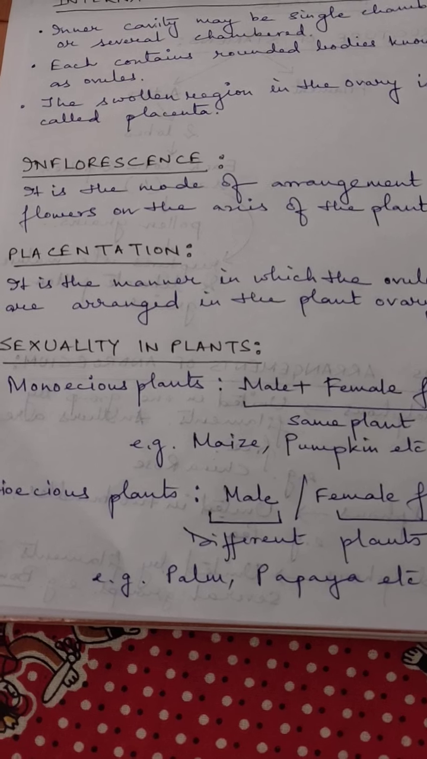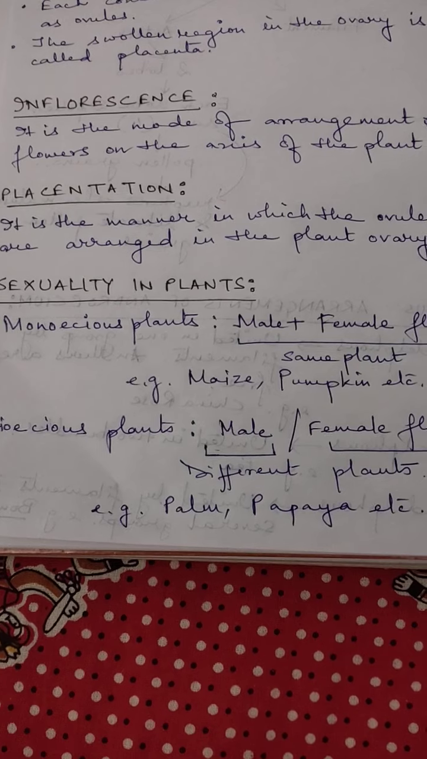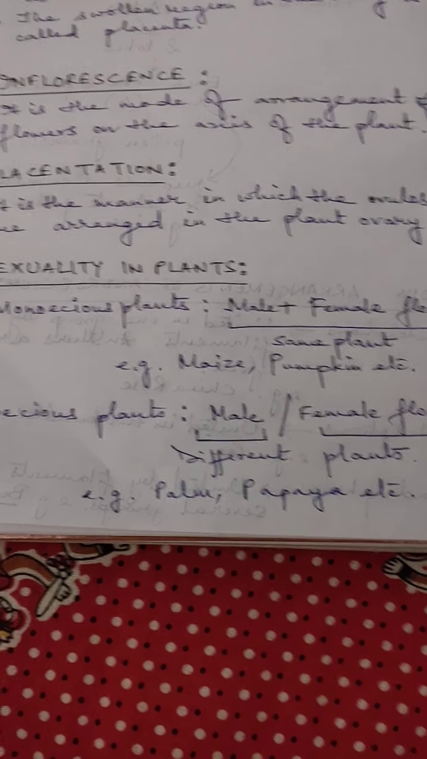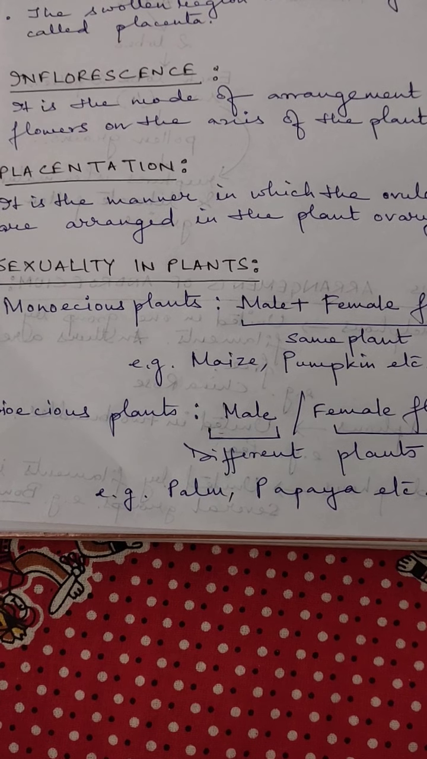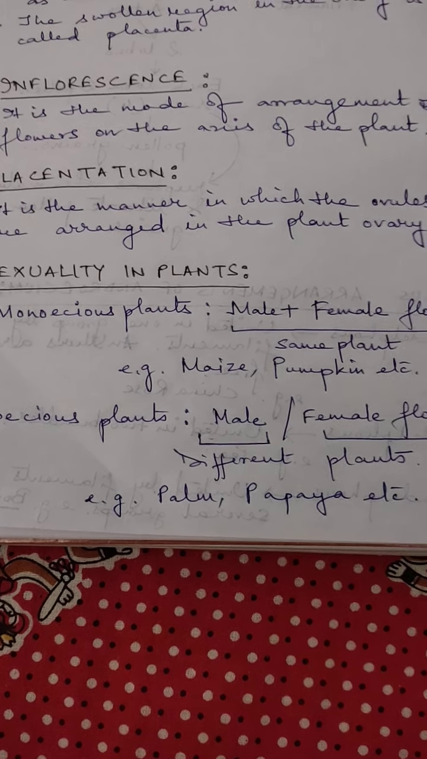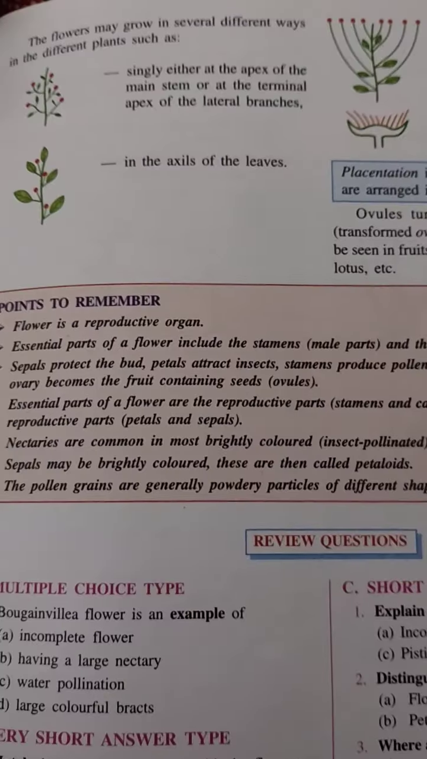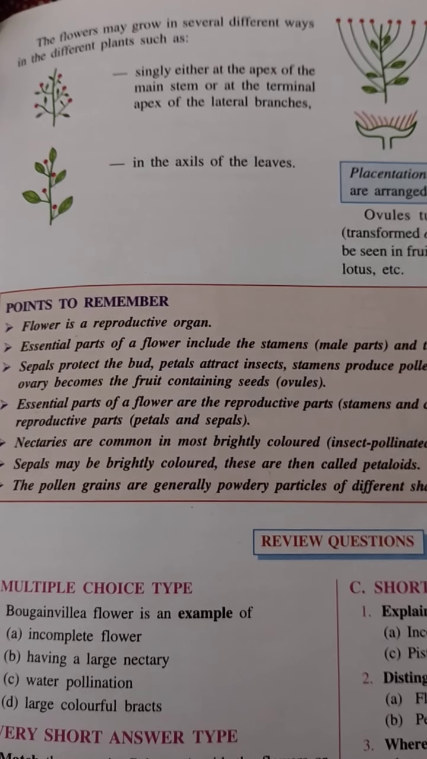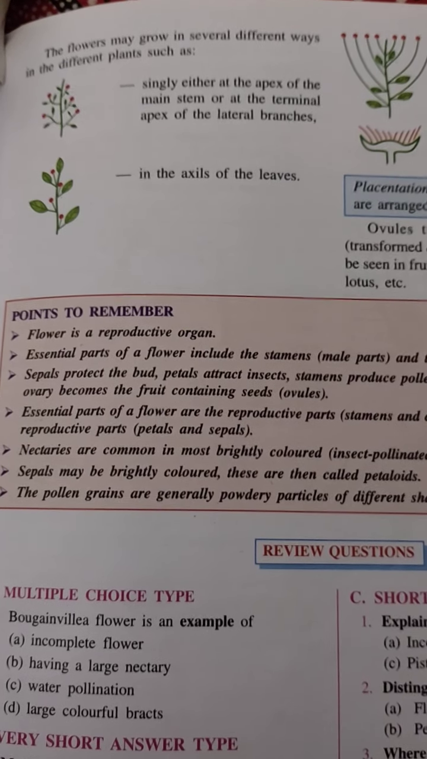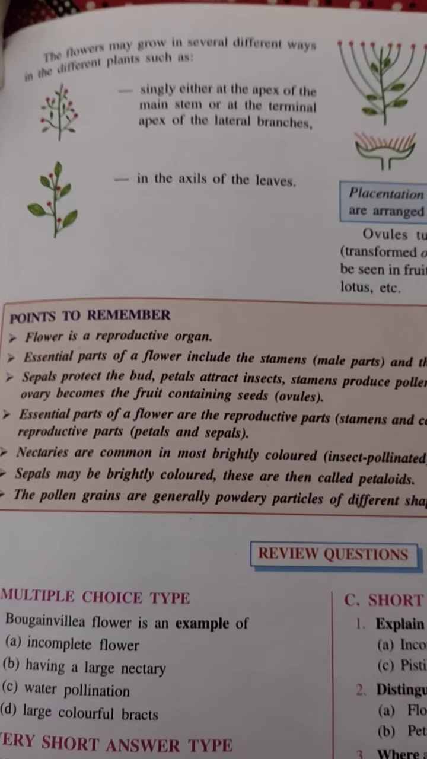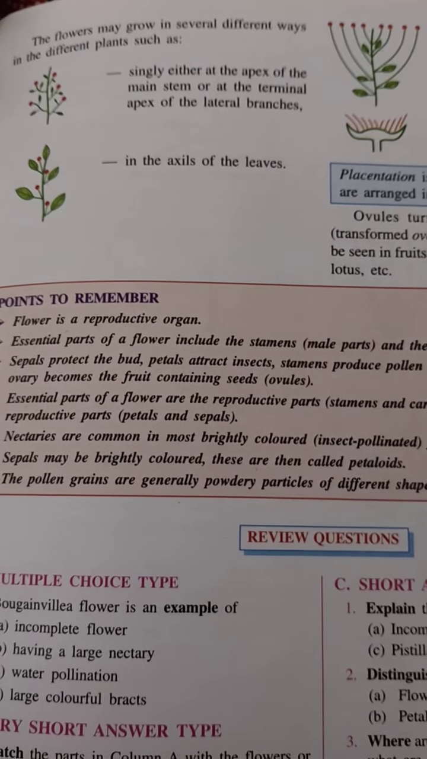Now we'll go through two very important definitions from this chapter. One is inflorescence. It is the mode of arrangement of flowers on the axis of the plant. That means how the flowers are arranged on the axis of the plant or on the shoot of the plant. We'll see a picture. See, these are four structures, or rather inflorescence, modes of inflorescence, which are shown in your book. That these are the four ways how the flowers can be arranged on the axis of the plant. I hope it's clear.